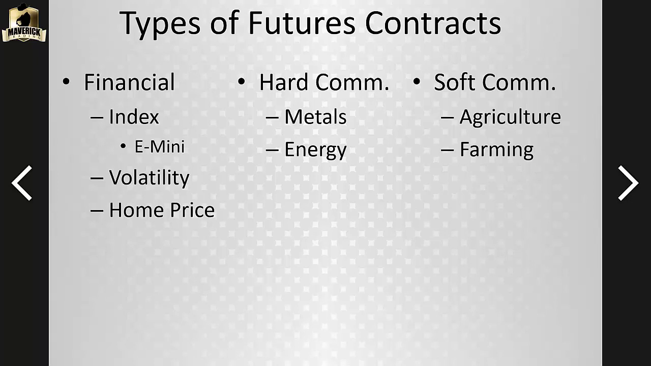All right, let's talk about the hard commodities. This is where we're talking about metals and energy. So again, really mining products. We talk about gold, silver, copper, platinum, palladium. I mean, they've got a whole bunch of metals that I frankly haven't even heard of. You got the energy contracts, which are going to be oil, natural gas.